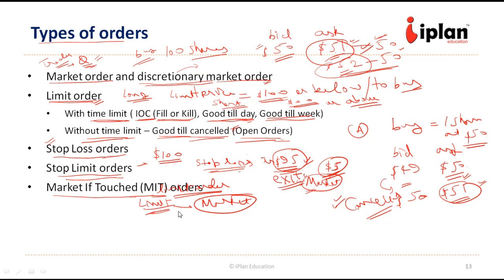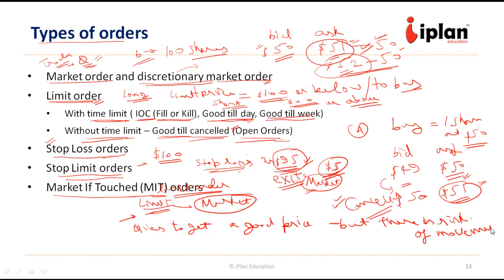So what is the conceptual difference between sending a limit order and a market order? While someone is sending a limit order, he tries to get a good price, but there is a risk of adverse movement. Since a limit order will take time to get executed, since it is waiting in the market for the price to touch that level, there is a risk of adverse movement.